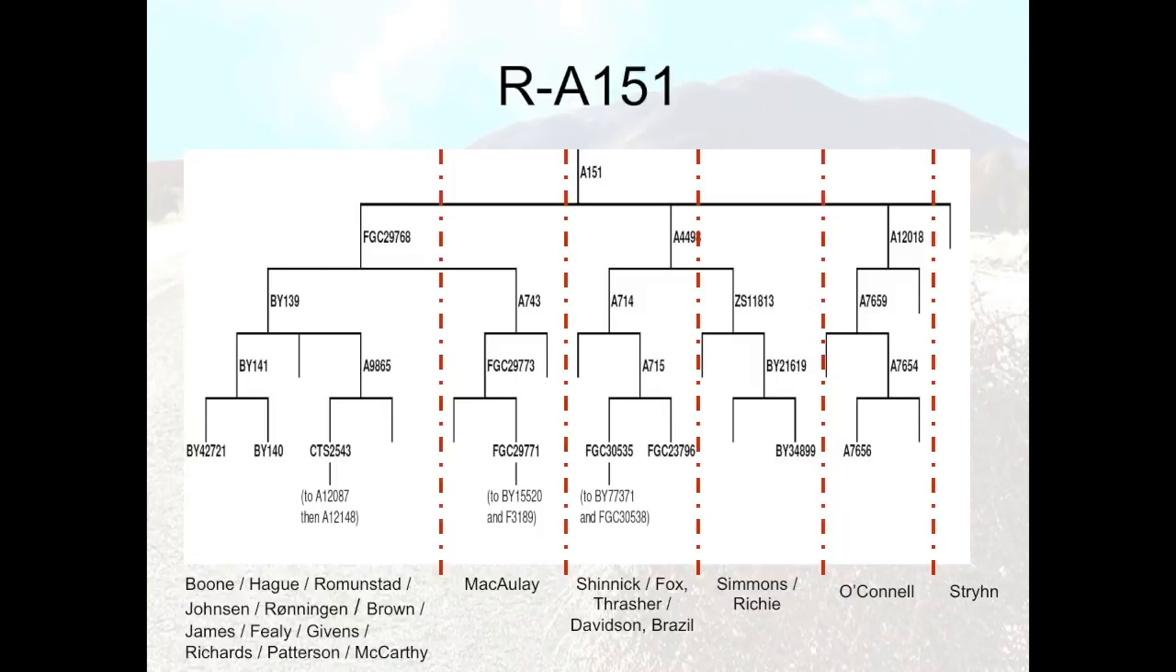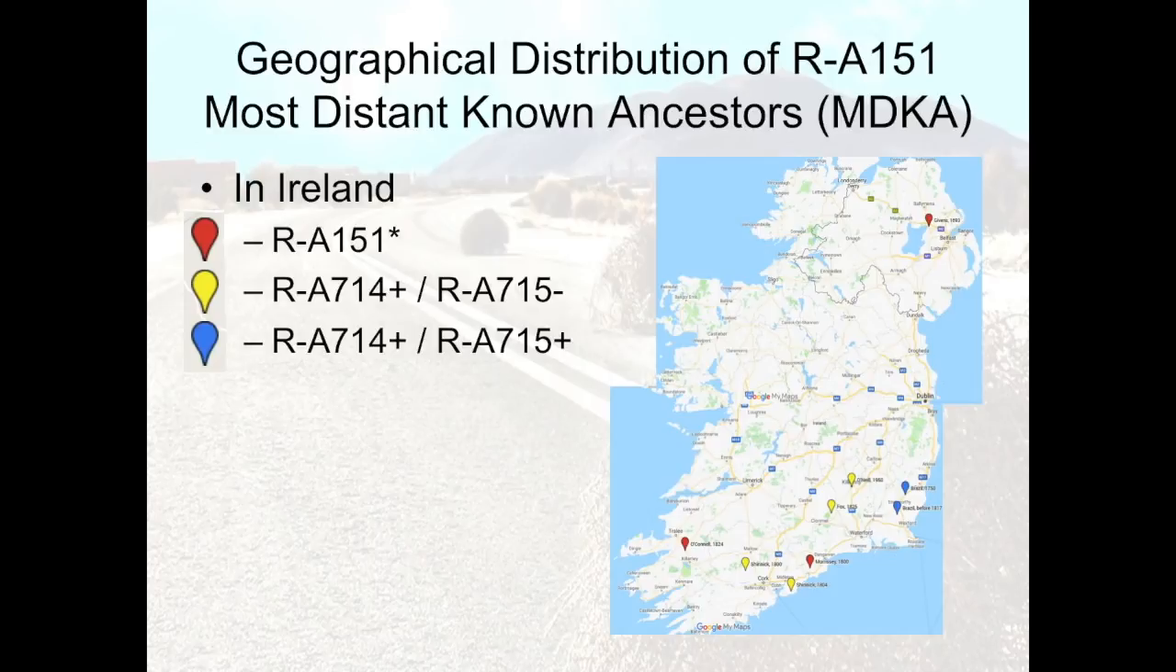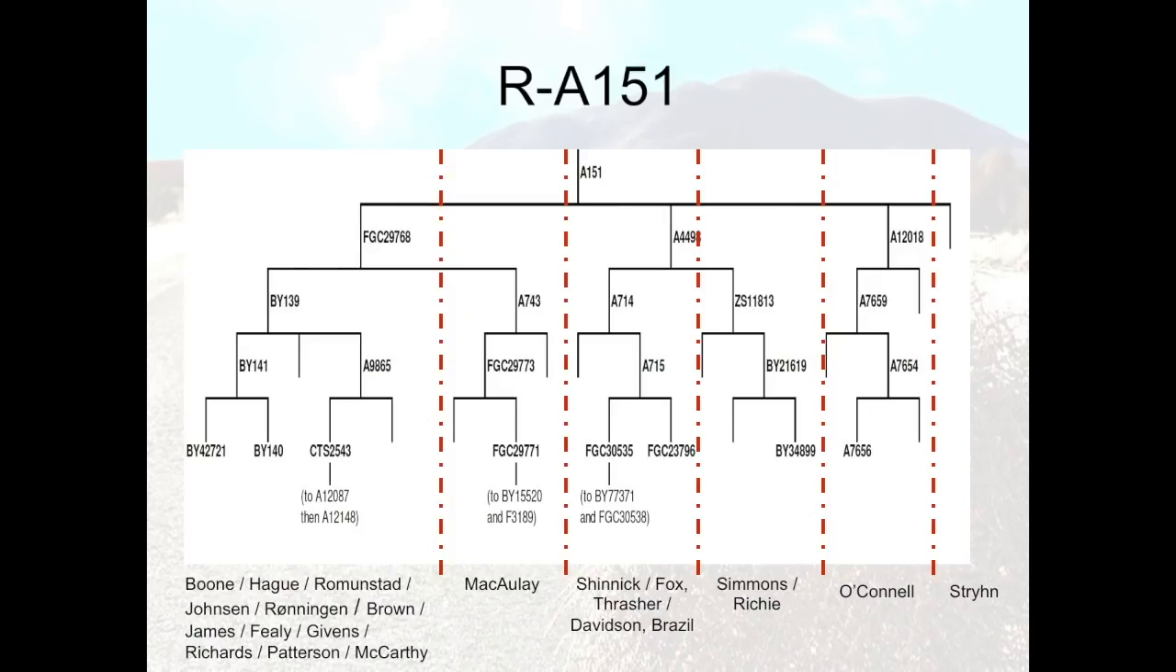But this is an interesting point, just a side point really, that it shows the evolution of hereditary surnames. For those of you who speak Irish, you'll know that Shinnick is from the Irish for Fox. So this name has been anglicized directly from the Irish, whereas Fox has been translated from the Irish.